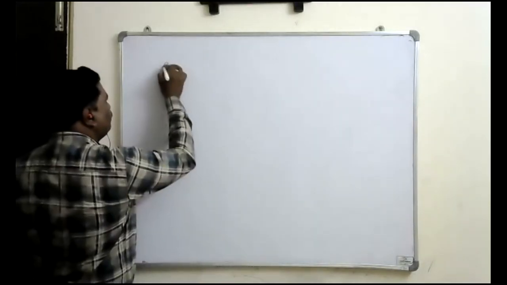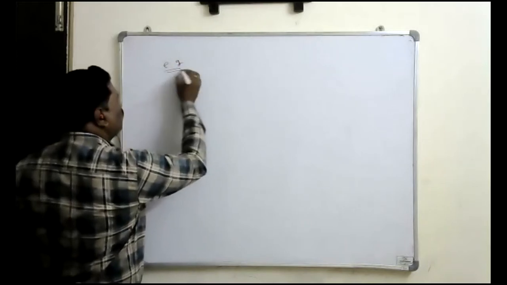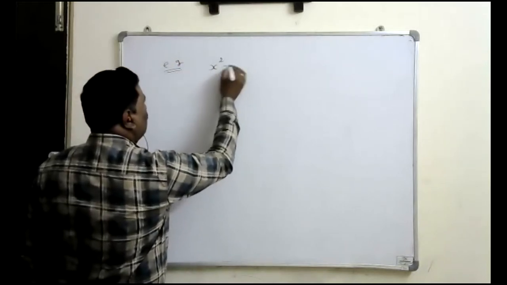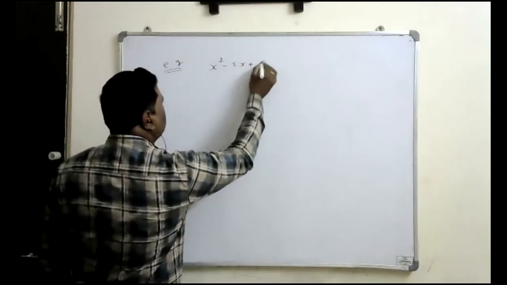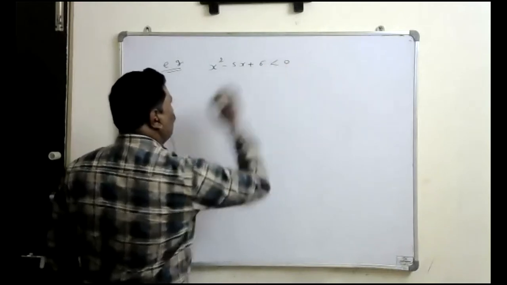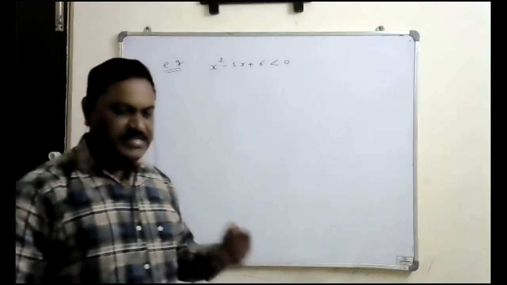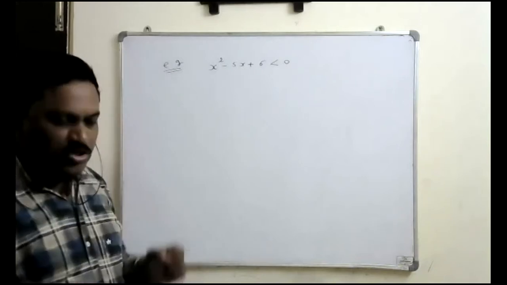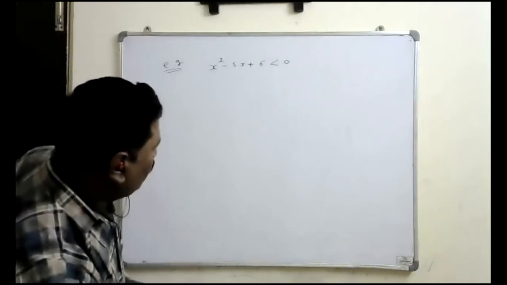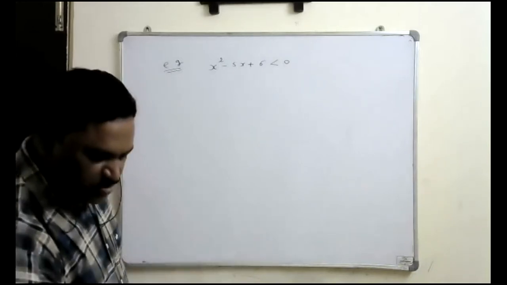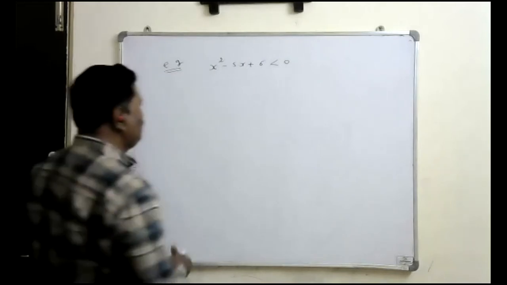Suppose, for example, I want to find the solution of the inequation x square minus 5x plus 6 is less than 0. What is the solution of this inequation? So if you want to find the solution, first for this quadratic expression, tell me what are the factors?